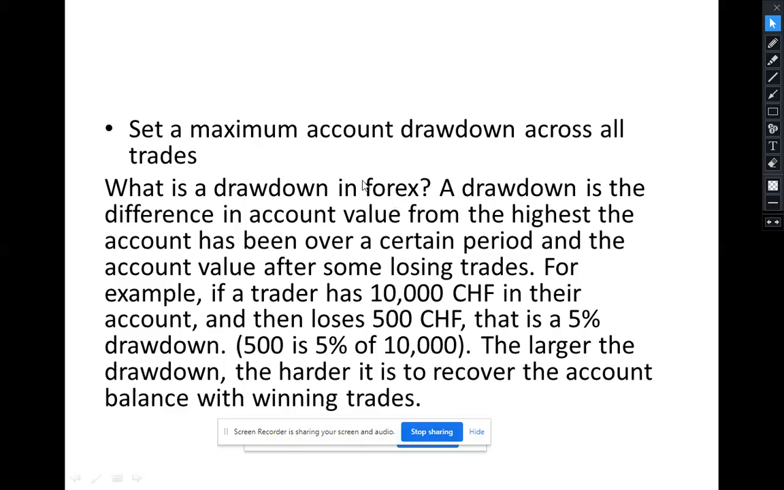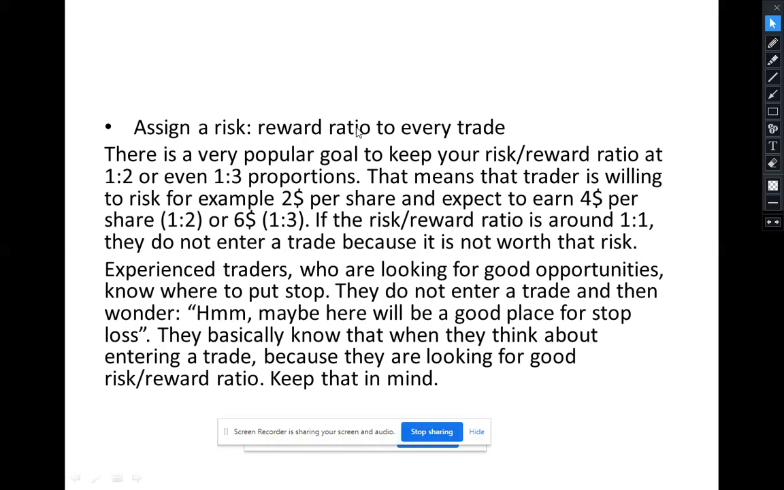Okay. Then the next one I want to discuss is: assign a risk reward ratio to every trade that you take. There's a very popular goal to keep your risk reward ratio at 1:2 or even 1:3. That means the trader is willing to risk, for example, $2 per share and expects to earn $4 per share. That is 1:2. Or $6, that is 1:3.